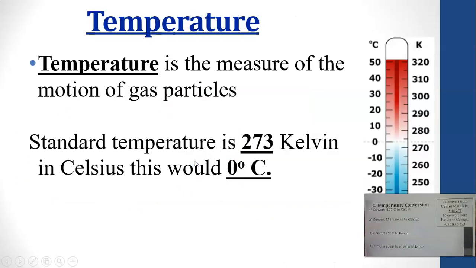Okay. Temperature is a measure of the motion of gas particles. Bet you didn't know that one. It's a measure of kinetic energy. So standard temperature is 273 Kelvin or 0 Celsius. We will use mostly Kelvin in chemistry. I believe there may be something we use Celsius in, but it may not come till a little bit later. So most of the temperature measurements we'll use are in Kelvin. 273 Kelvin is standard temperature.